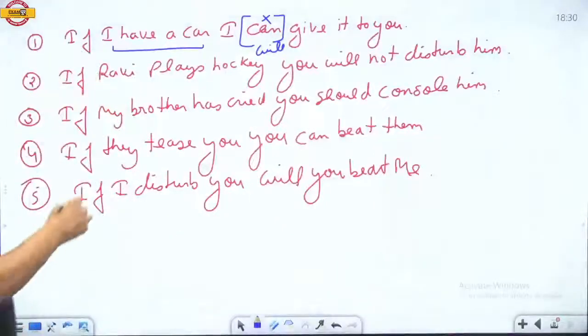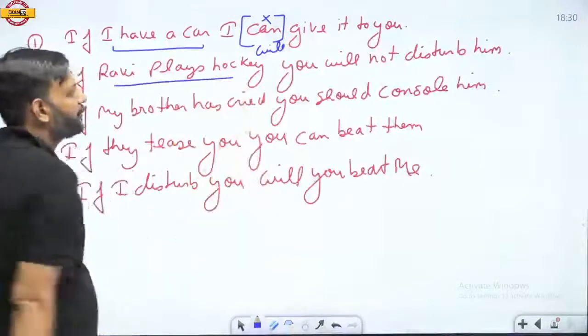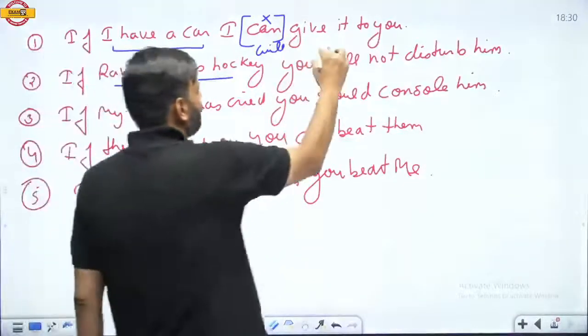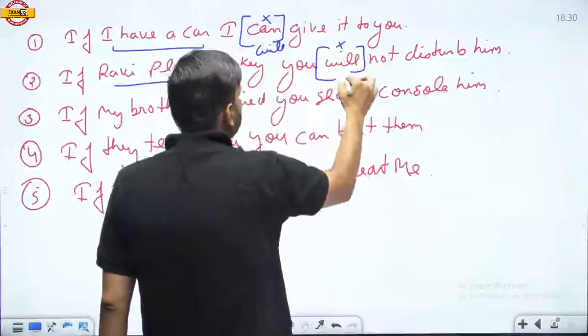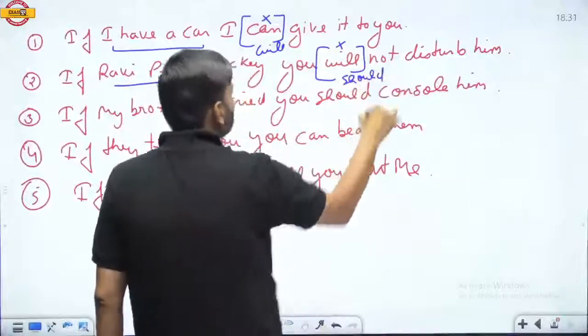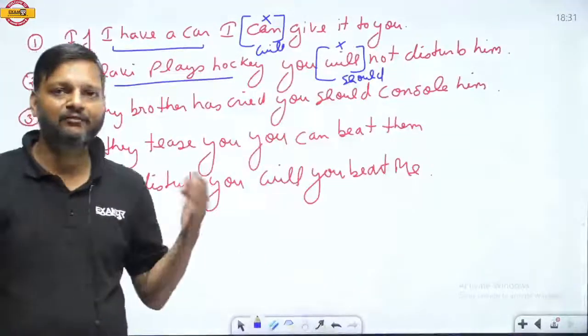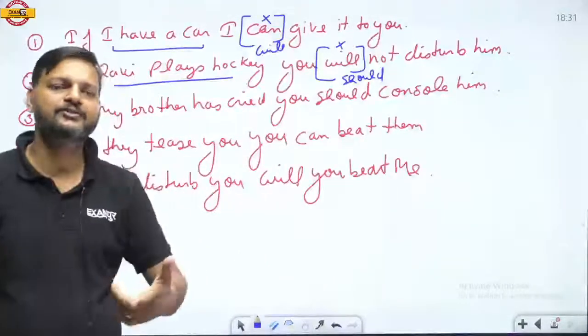In the second sentence, if Ravi plays hockey, you will not disturb him. So here the use of will is wrong. In place of will, you have to use should, because this sentence gives a sense of advice that if someone is playing something, you should not disturb him.